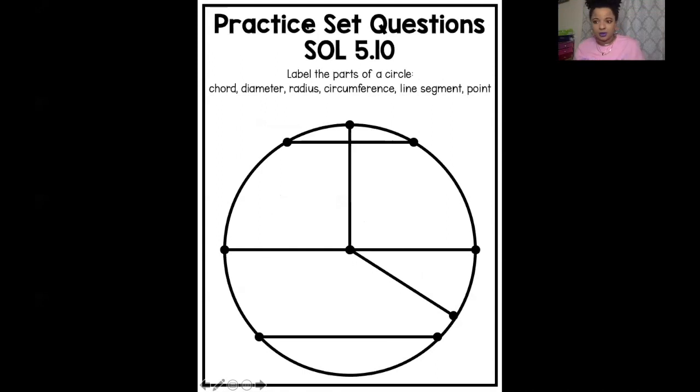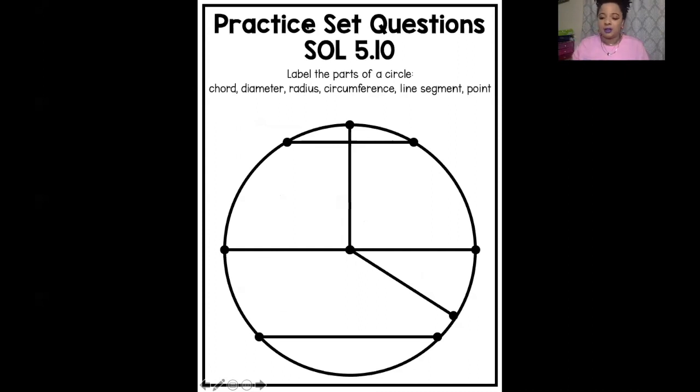Let's go over our practice set questions. Now, it asked you to label the parts of a circle. You had to find a chord, the diameter, a radius, the circumference, a line segment, and a point. Now, before I start, your answers might be different from mine, and that's okay, because there are multiple representations of each of these on the circle.